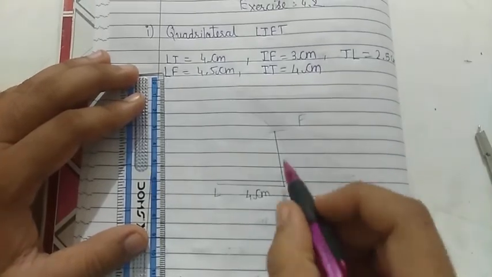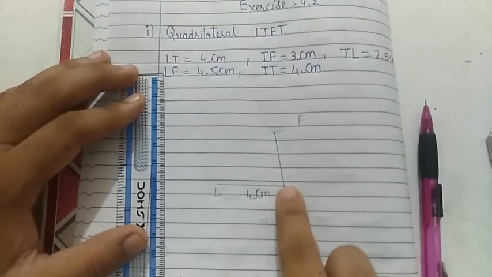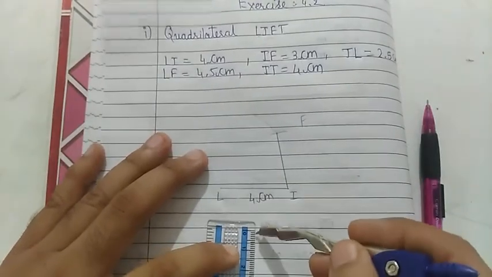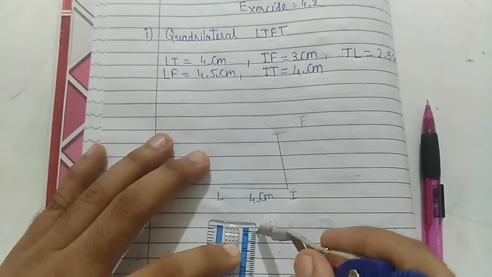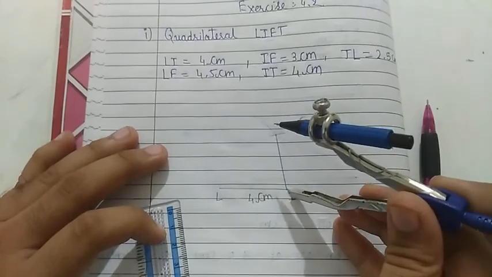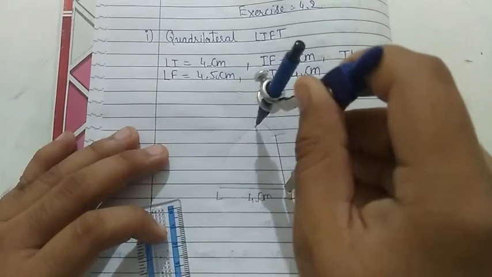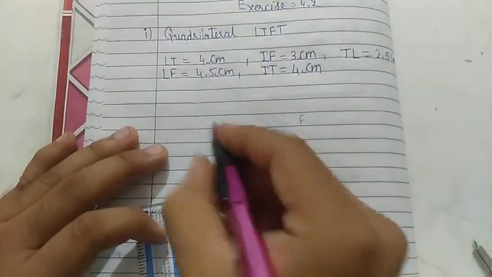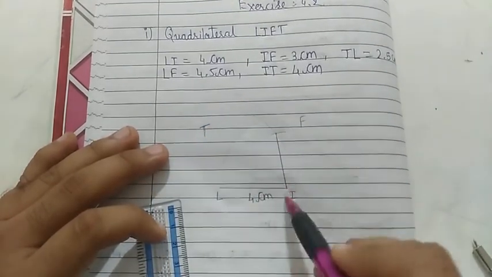Now the other diagonal, that is IT, is 4 centimeter. Take I as a center and draw the arc of 4 centimeter. So let me draw it. Now friends, from LIF, something over here T will be there, but here IT is done.